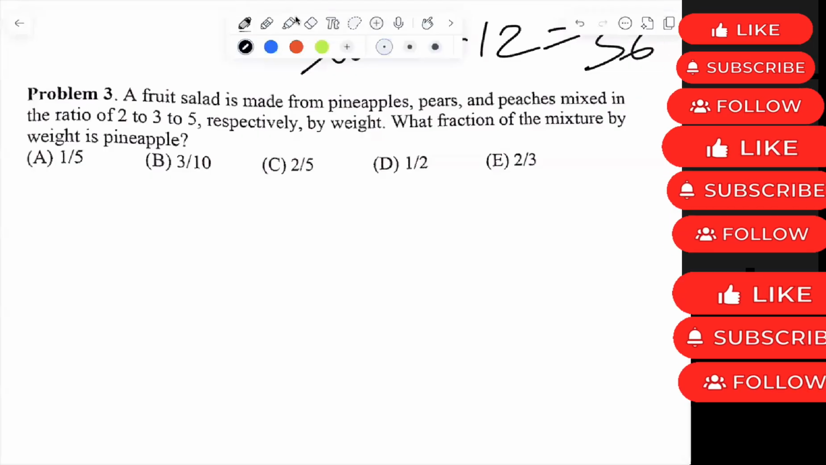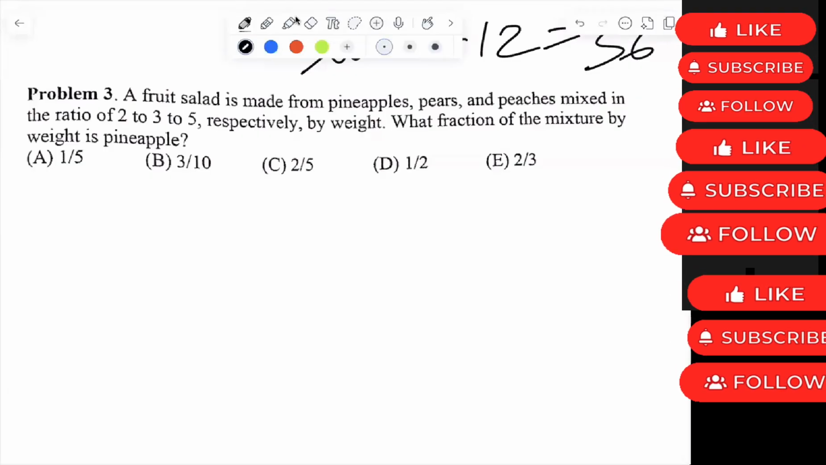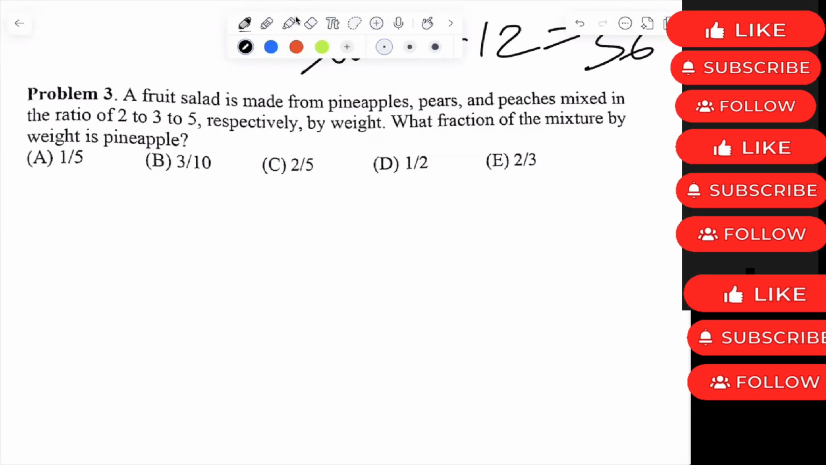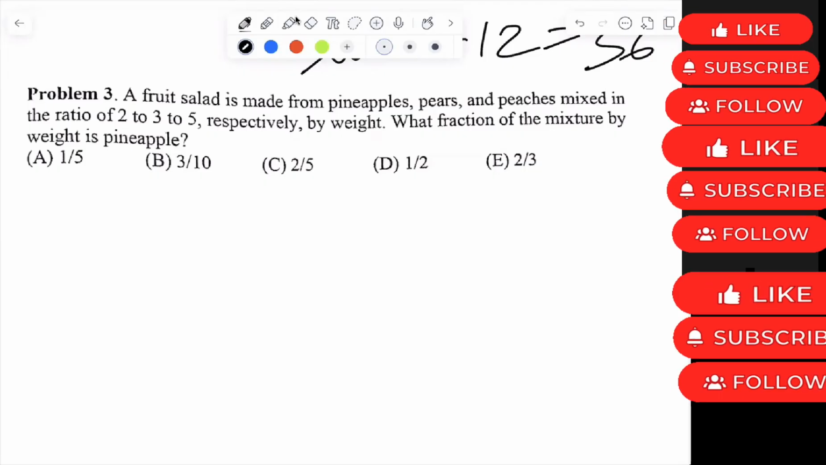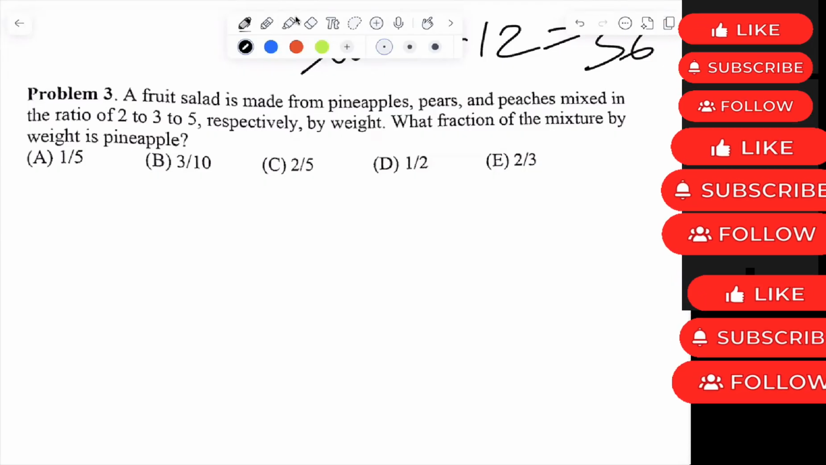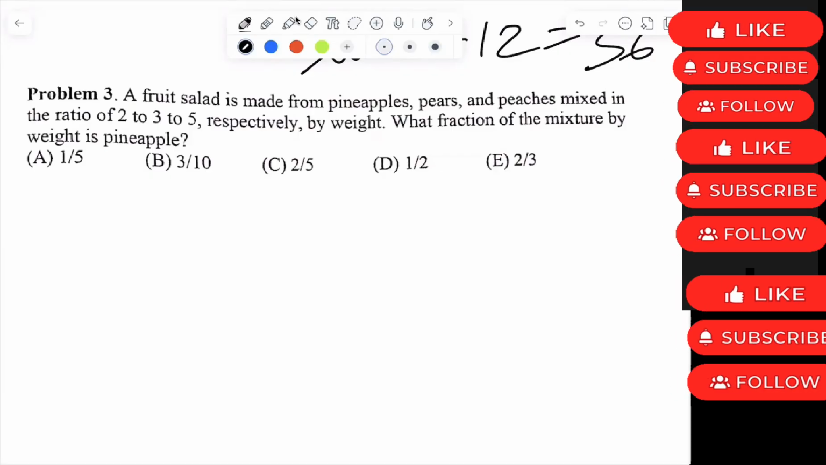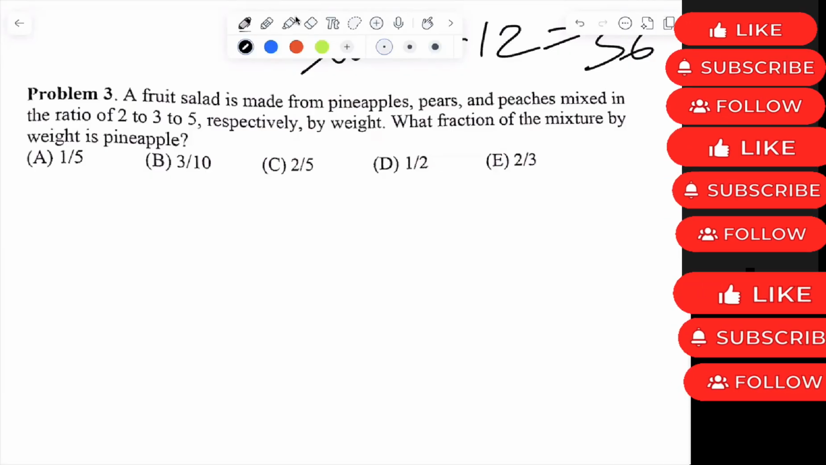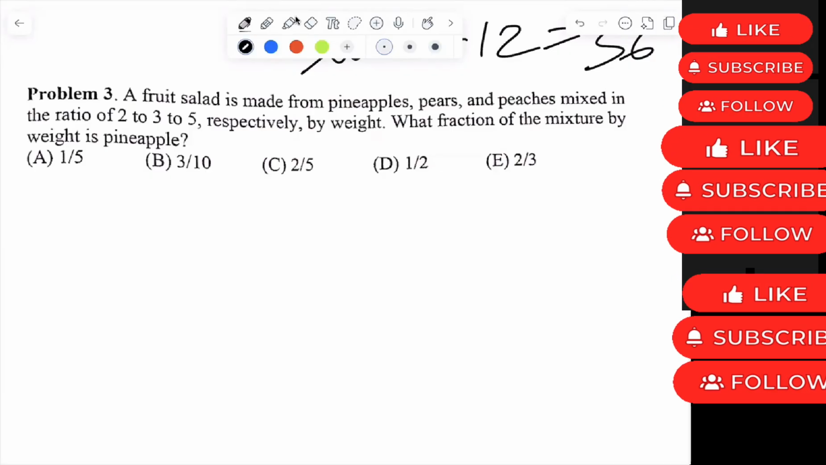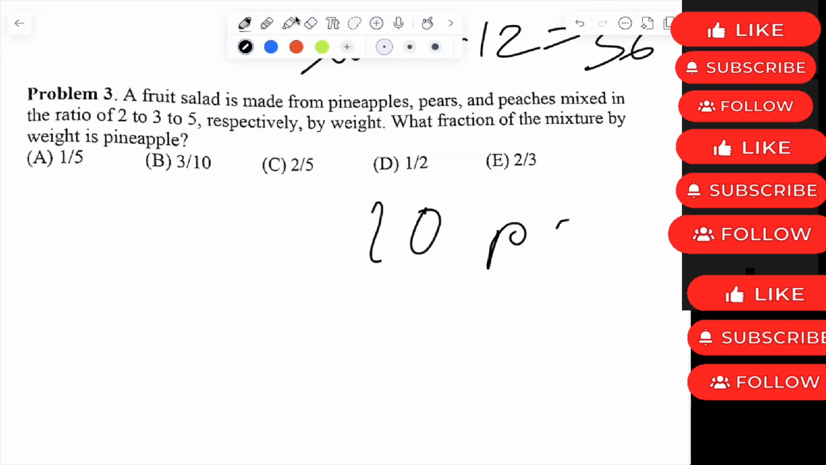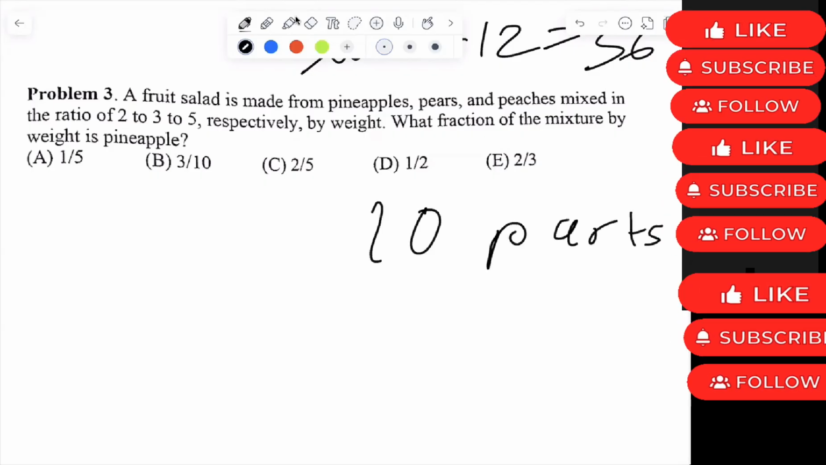All right, let's get started with this question. So clearly, it's a ratio between 2 to 3 to 5. What is the total number of parts? Say we have pineapples are 2 parts, pears are 3 parts, and peaches are 5 parts. That's a total of 10 parts, right? Total of 10 parts.